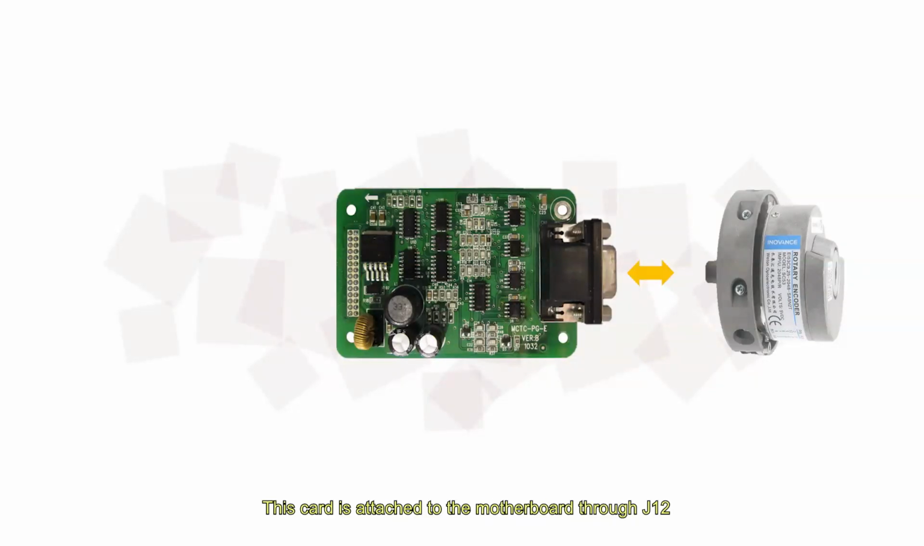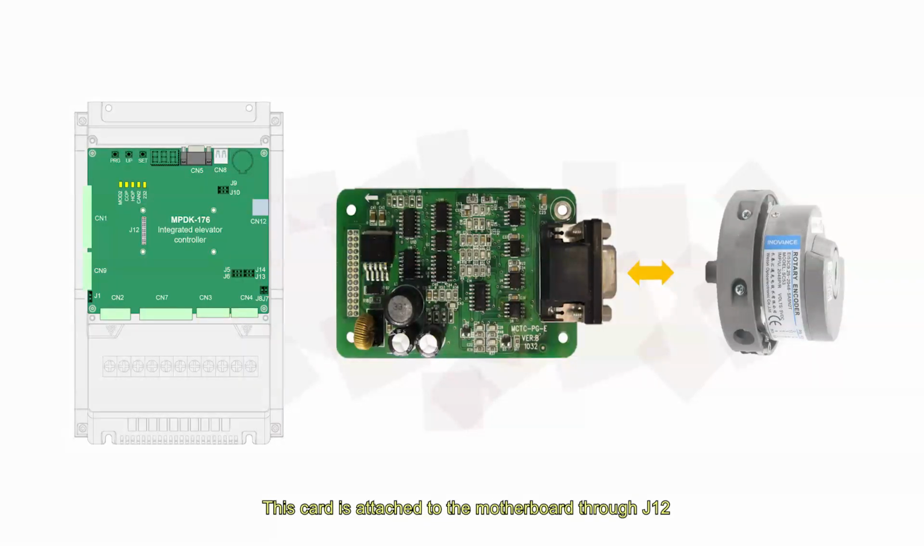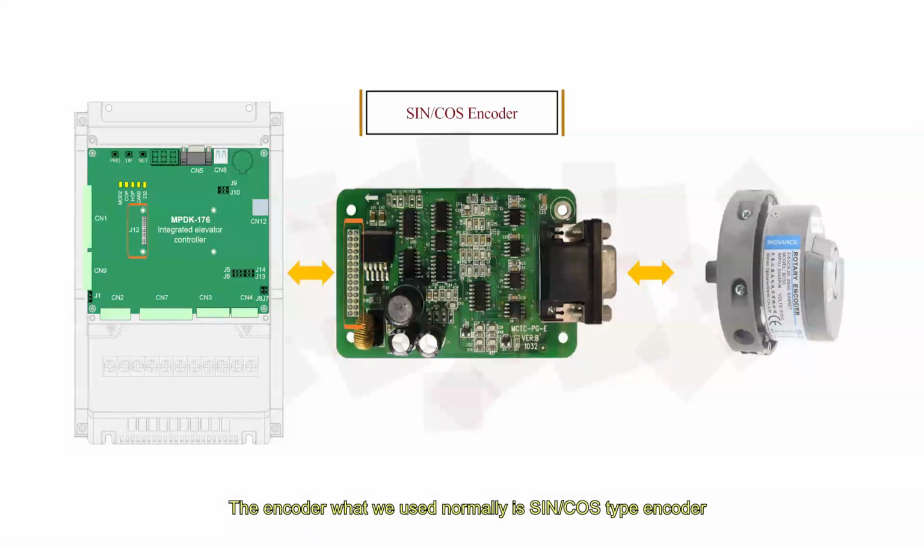This is the PG card, which is used to connect with an encoder. This card is attached to the motherboard through J12. The encoder we use normally is a sine-cosine type encoder.